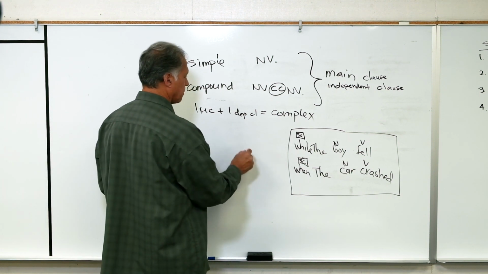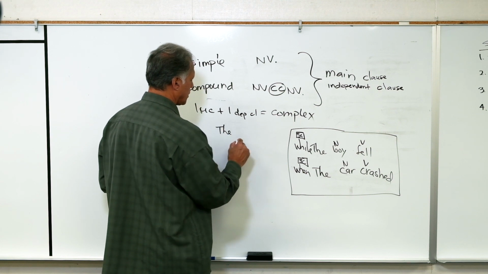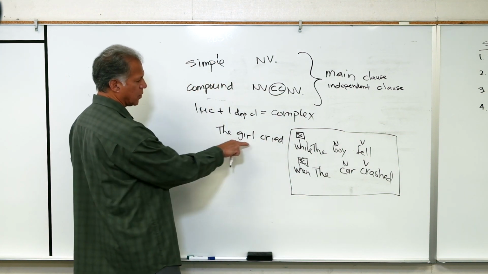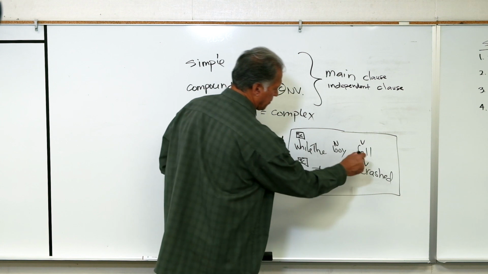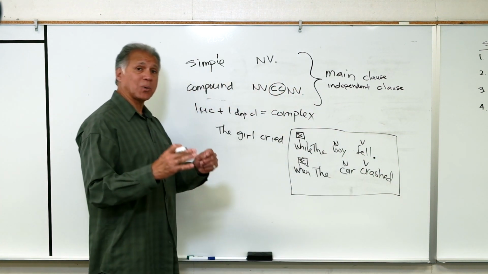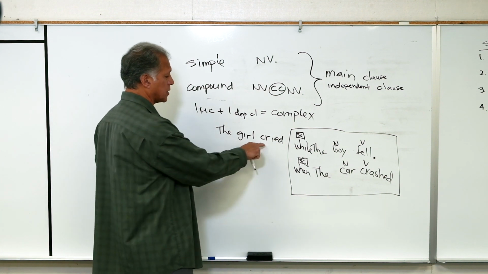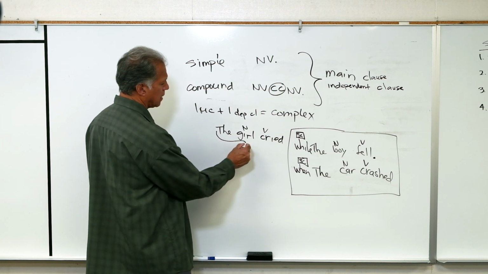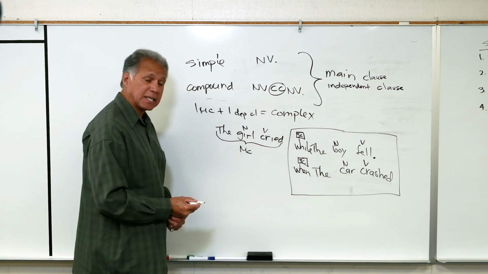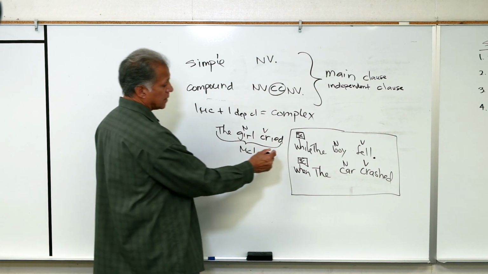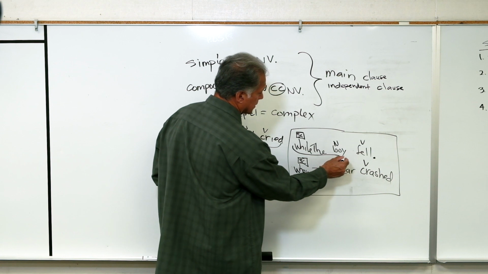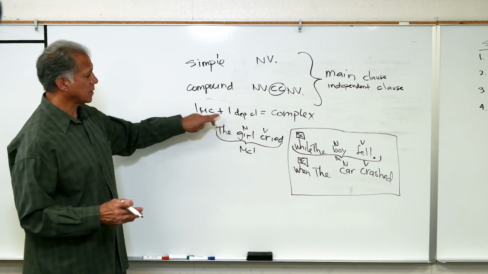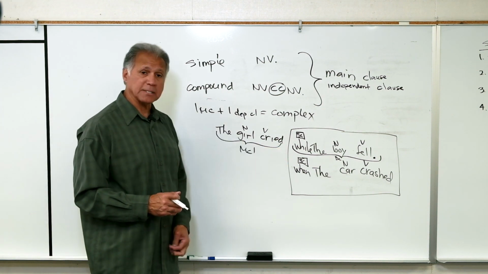So I'll just say, I'll use the girl cried, and it would read, the girl cried while the boy fell, period. Now I want you to identify the main clause. The main clause is either your simple or compound sentence. So there's noun, there's your verb, so there's my main clause. Just write MCL. This is my dependent clause, DC. And we said if we have one main clause and one dependent clause, we have a complex sentence.